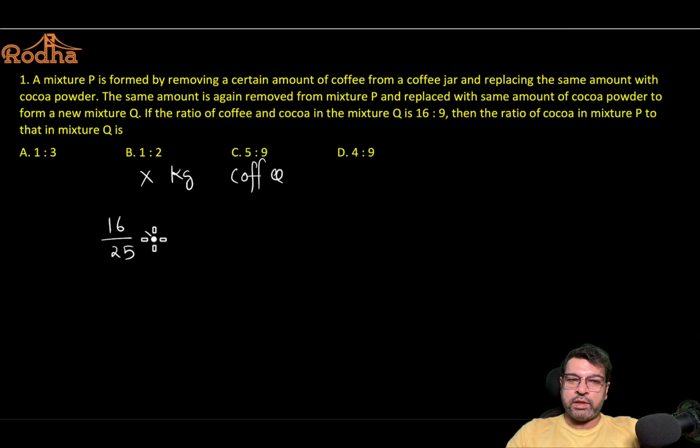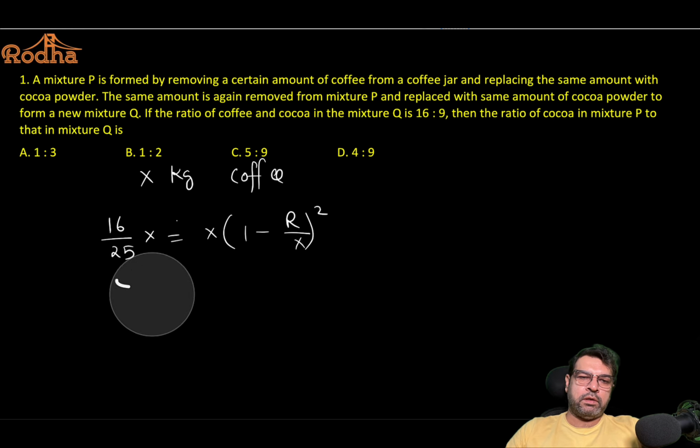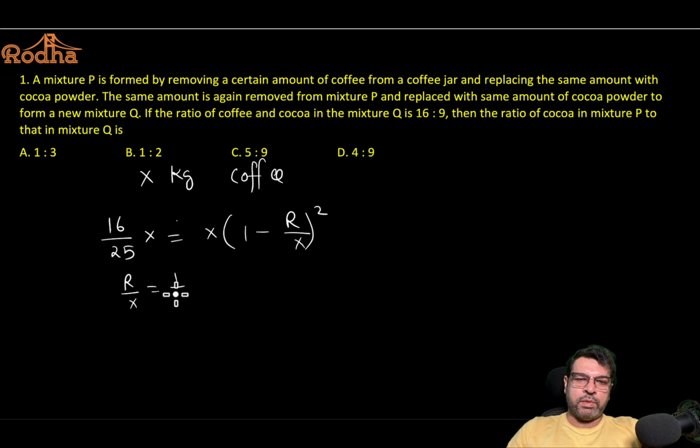16 out of 25 of x, that's your final quantity, is equal to initial quantity x, into 1 minus removed, divided by total x, raised to the power 2, as you have done it 2 times. The x's cancel, and taking the square root, 4 by 5 will come. So removed upon x is 1 by 5. This simply means that you are removing 1/5 of the mixture every time. You can directly come to this formula. So every time you are removing 1/5.